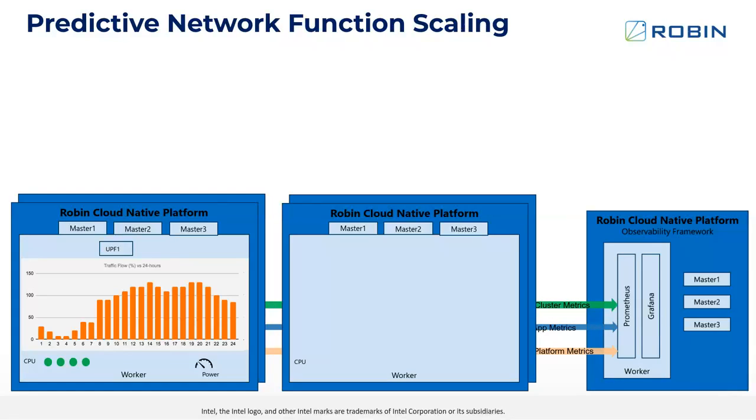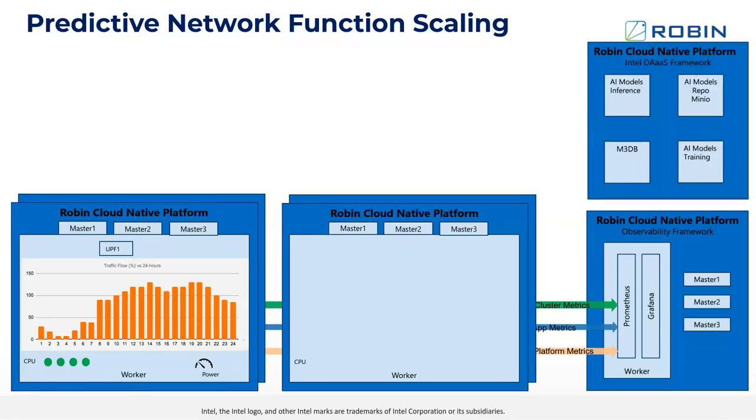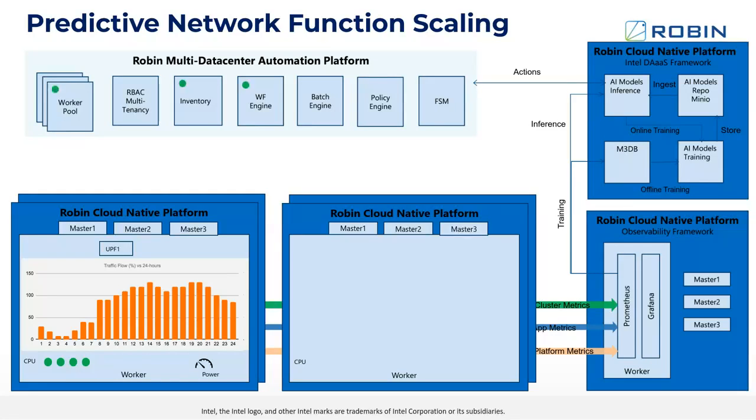We can collect platform metrics and cluster metrics from each individual node, aggregate them into AI models, and train those models to understand where additional resources are needed, and draw inference from those models. The online training and the offline training could be done on the models dynamically. And once we have the inference models, the actions could be given to MDCAP to create additional actions to scale the network functions.